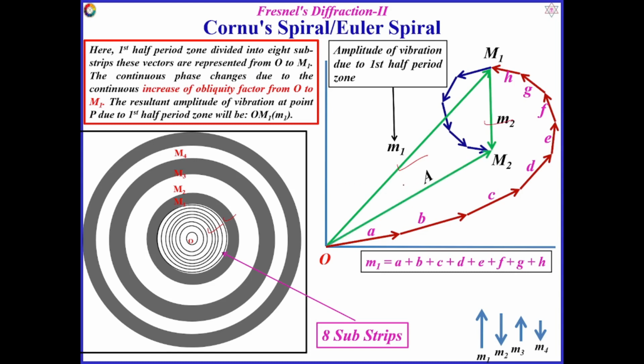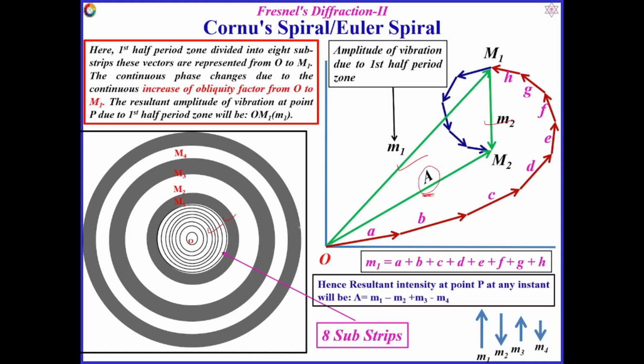So the resultant will be how much? The resultant will be A. Here A is nothing but equal to how much? Here you can see M1 minus M2, because M1 is the amplitude of vibration due to the first half period zone along this direction, and M2 is the amplitude of vibration due to the second half period zone along this direction. So obviously the resultant A will be M1 minus M2.